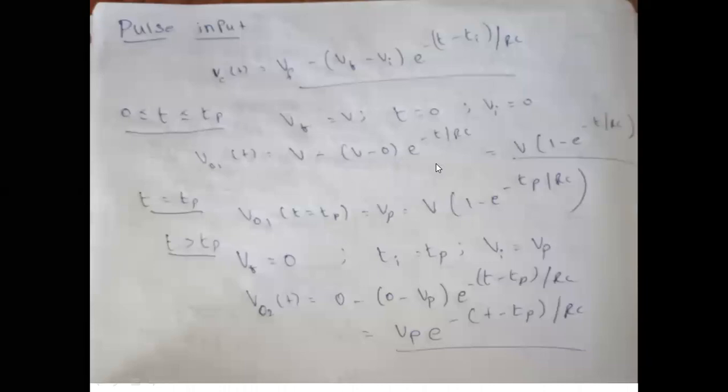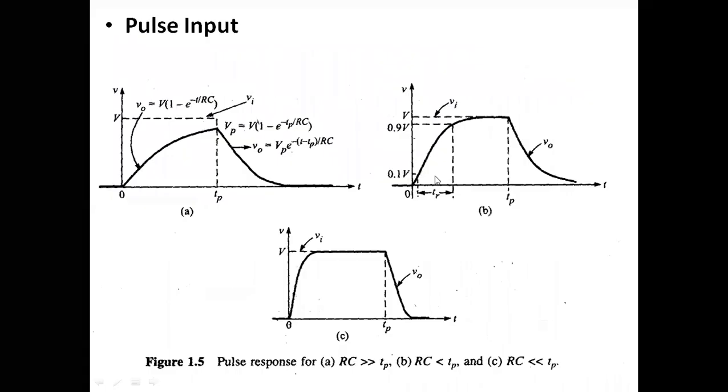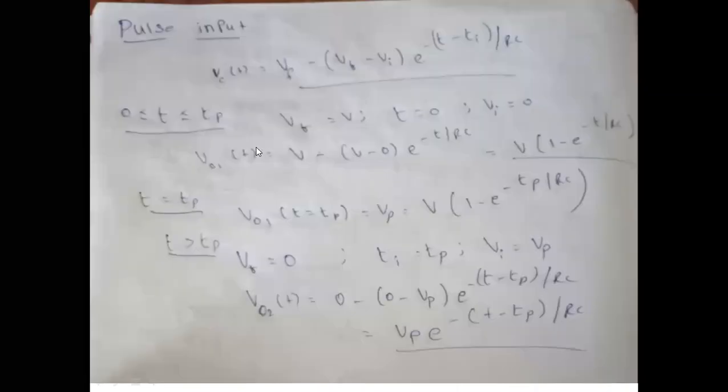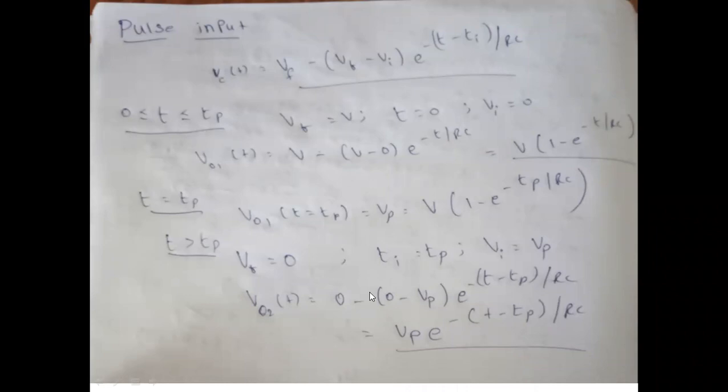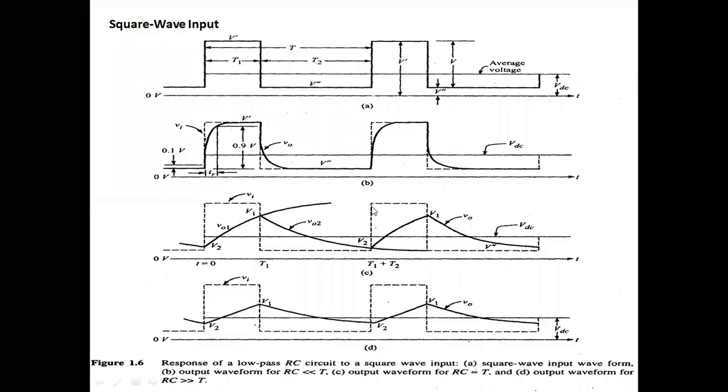In last class, we discussed the pulse input: how the output waveform looks and what the output voltage will be when you apply a pulse signal to the input. Today's class we will discuss the square wave.